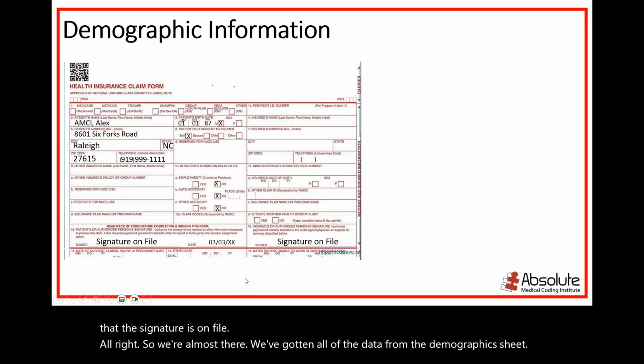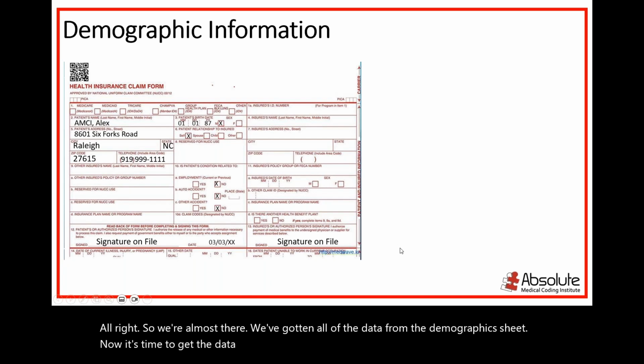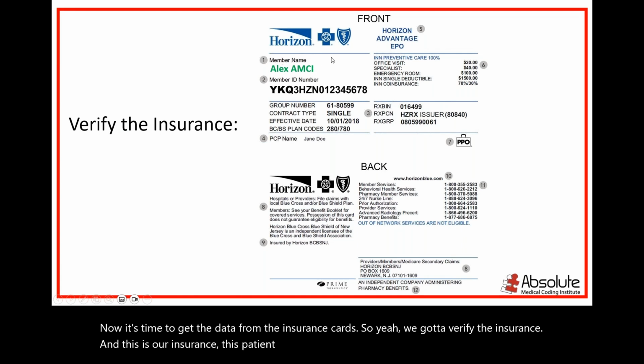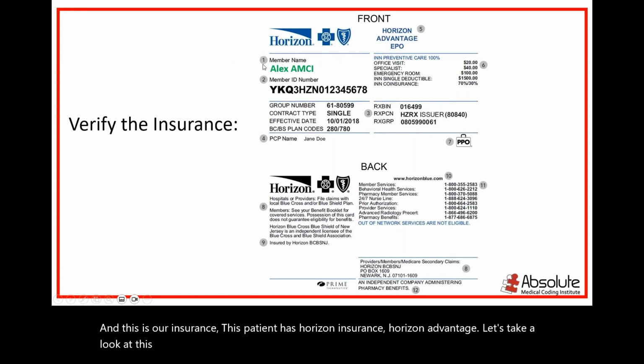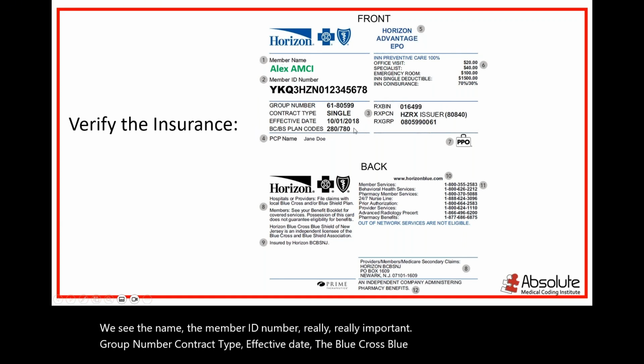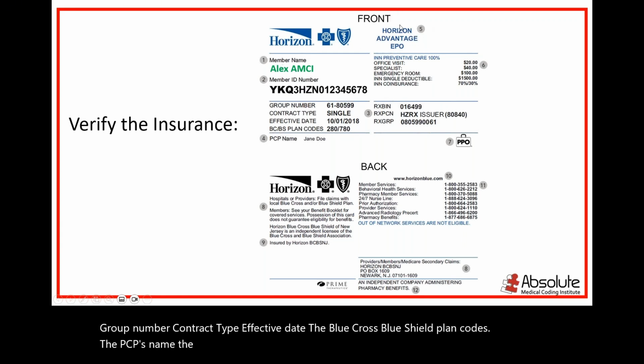Now it's time to get the data from the insurance cards. So yeah, we got to verify the insurance. And this is our insurance. This patient has Horizon Insurance, Horizon Advantage. Let's take a look at this card. We see the name, the member ID number, really, really important. Group number, contract type, effective date, the Blue Cross Blue Shield plan codes, the PCP's name, the name of the coverage, and the coverage is right here.